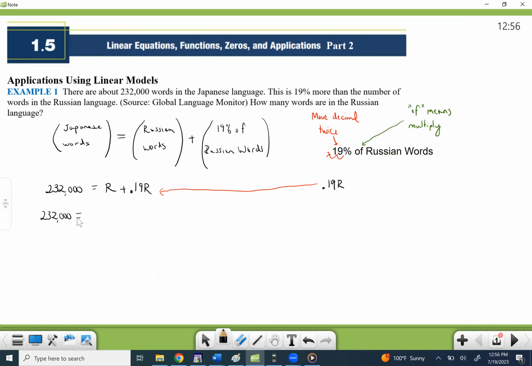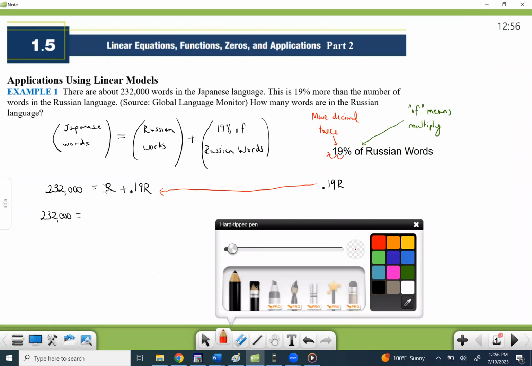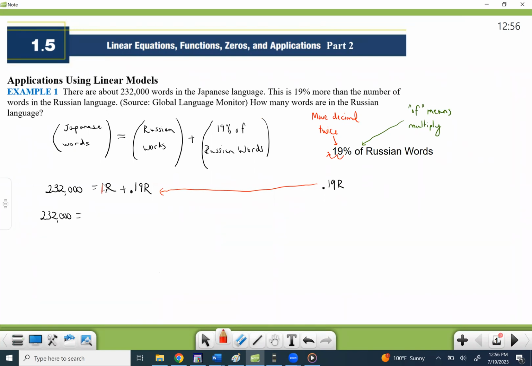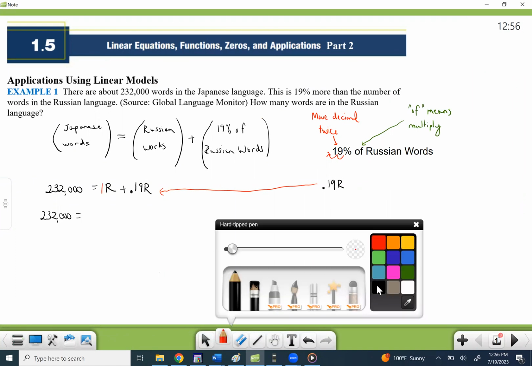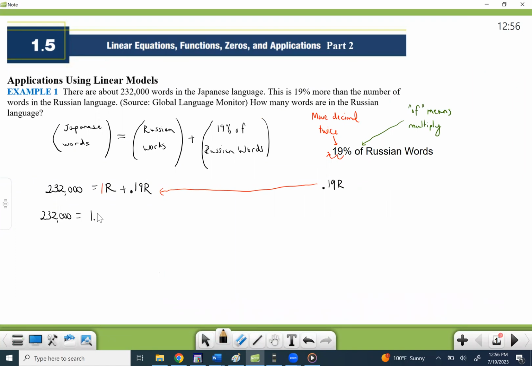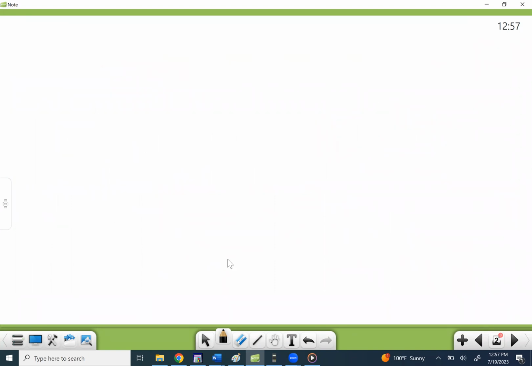232,000. Now remember, there is a 1 in front of this R right here. So 1R plus 0.19R is going to be 1.19R. Now let's pause here for a second. How is this useful in the real world? Guys, this is how you figure out tax. This will just be a side note here, okay?